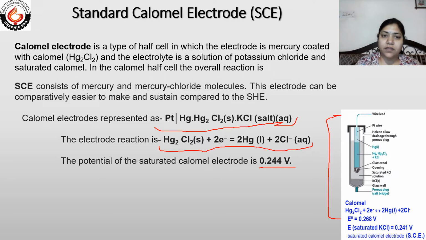In this way, the standard calomel electrode acts as a secondary electrode, and it is very useful in determining the standard electrode potential of other elements, as it is very stable in normal lab conditions, and we can prepare a permanent standard calomel electrode. It is not required to prepare it again and again as in the case of the standard hydrogen electrode.